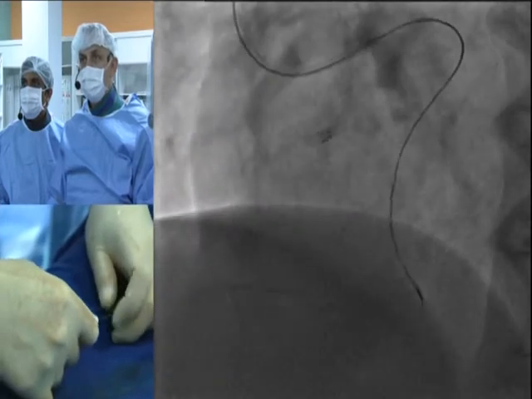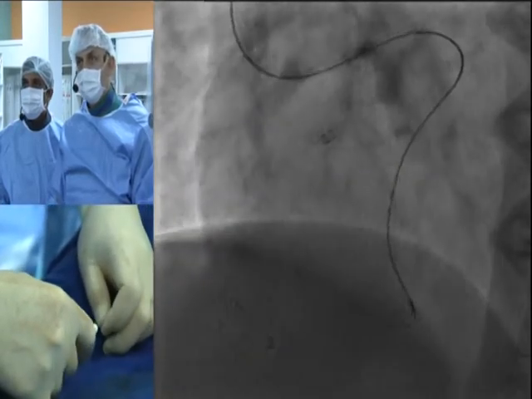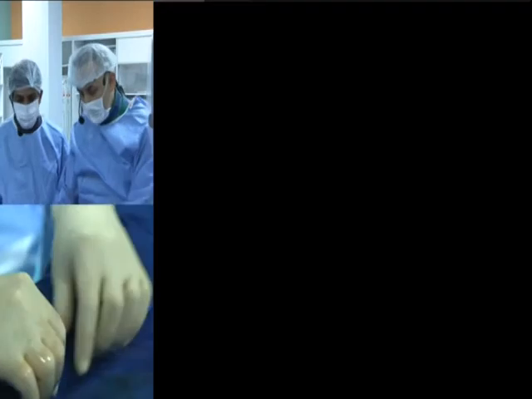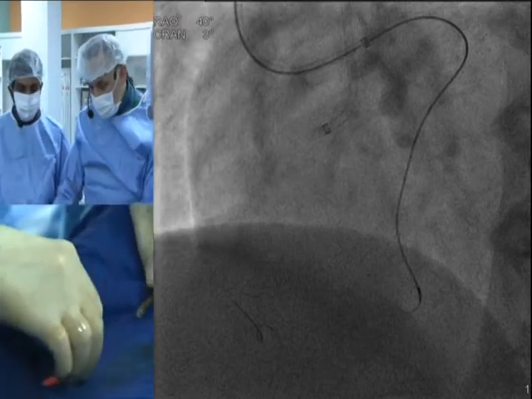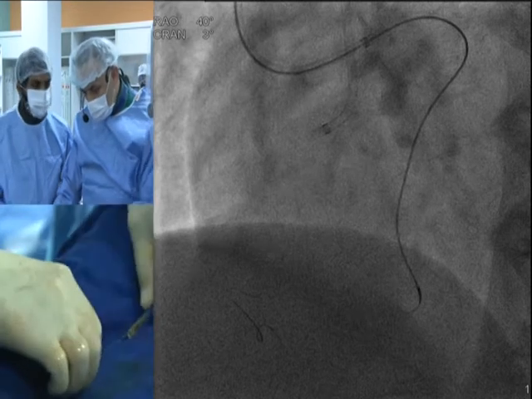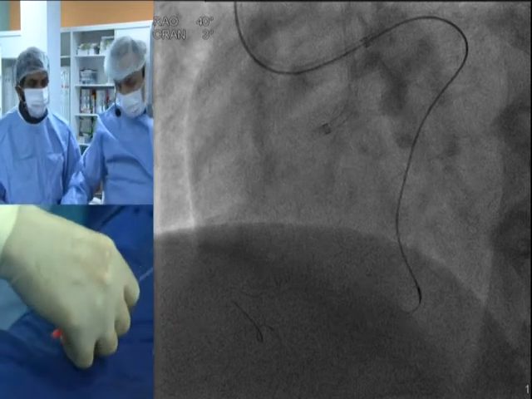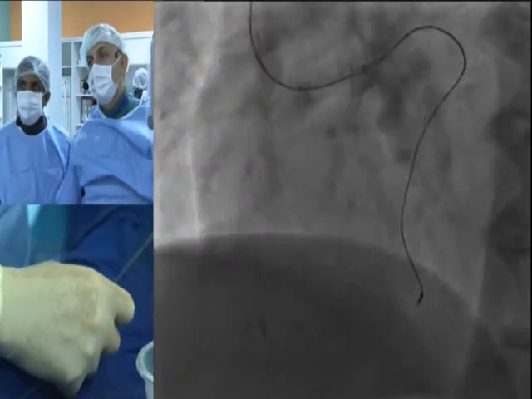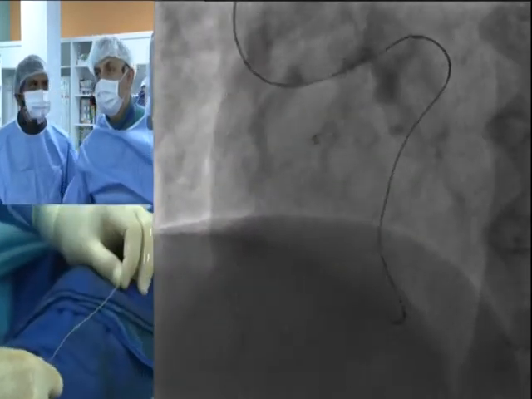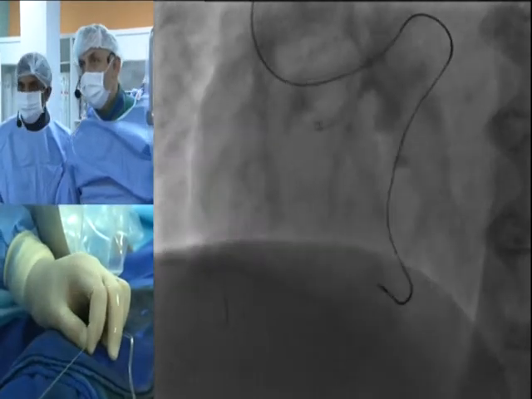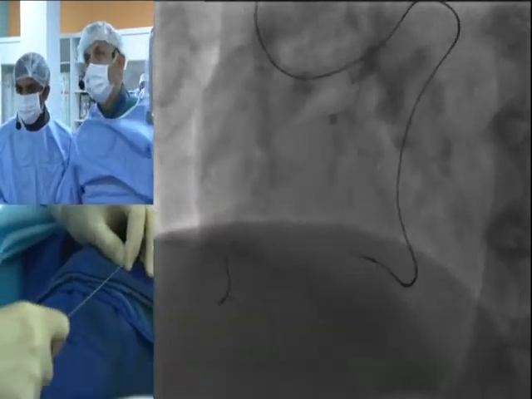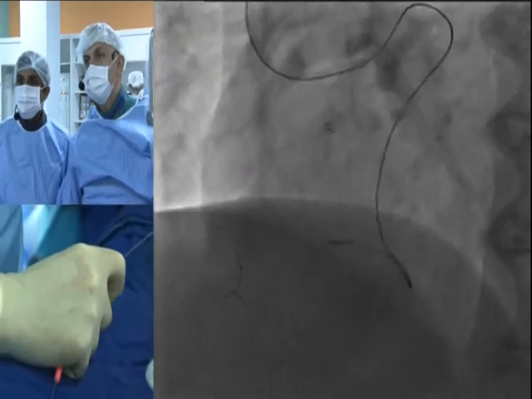Yes, now we are in the middle LAD, so that's probably a marginal branch. I did it on purpose because I like to introduce my Corsair more. To do that, I need support of the wire, so I just insert it. Also, going into the branch helps. If you look at my hand, how I insert it, I rotate it, and also I insert it in the true lumen.